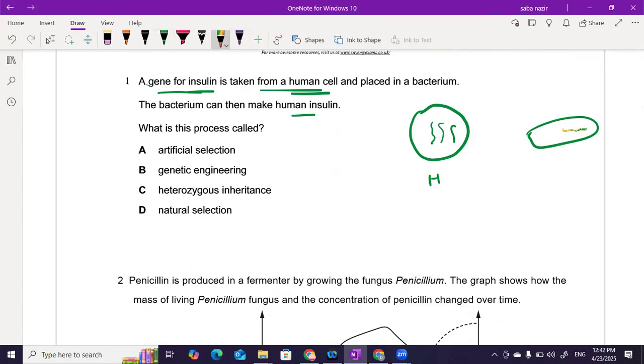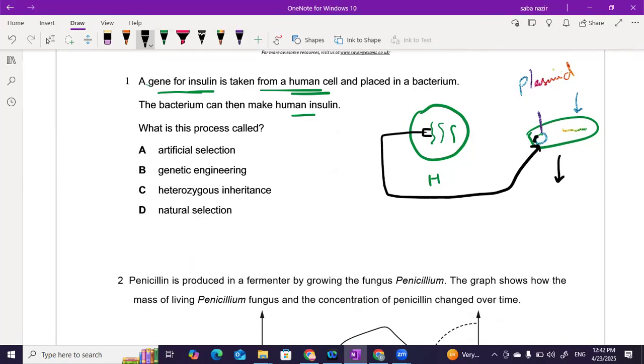If we consider the structure of bacterium, bacterium has the linear DNA and a plasmid ring. Now, what do we do in the technique of genetic engineering? We take a small segment of human DNA and we transfer it into the plasmid ring like this. And after this entire process, the bacteria become modified and it will start to produce insulin.